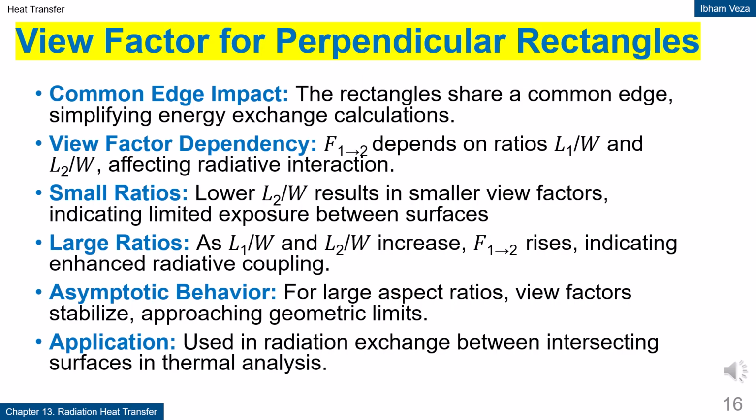View factor for perpendicular rectangles. For perpendicular rectangles, the presence of a common edge simplifies the geometry. The view factor is determined by the ratios of lengths to a characteristic width. If one of the ratios is small, the radiative interaction is also small. When both ratios become large, the view factor increases and approaches its geometric limit. This case is often found in wall corners or duct corners.